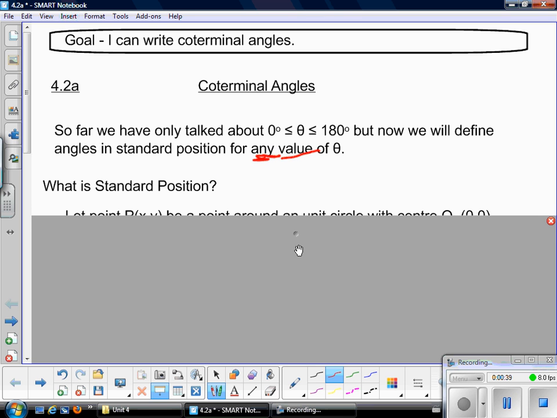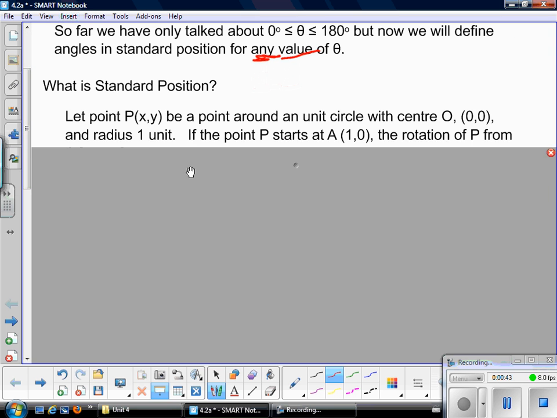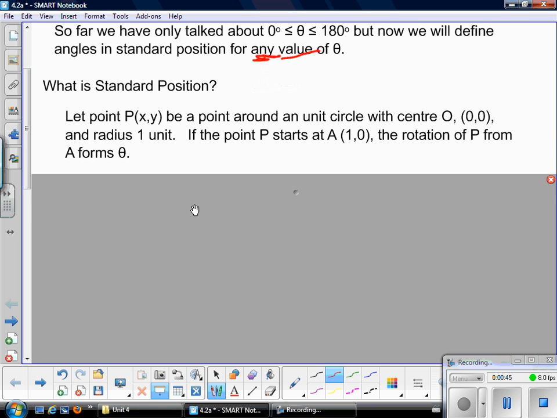So let's talk about what standard position is. Well, let our point P(x, y) be a point on the unit circle with center O that has coordinates 0, 0, and again radius of 1. So we have the unit circle again. If that point P starts at A (1, 0), the rotation of P from A forms theta. So that is the formal definition of what standard position is.